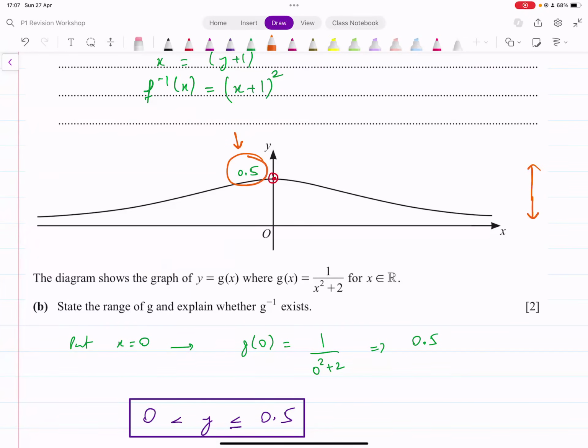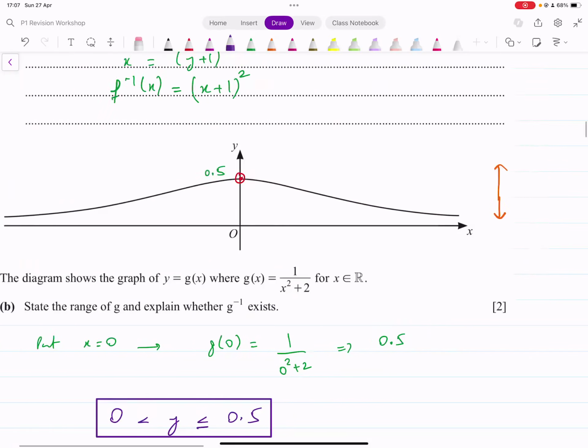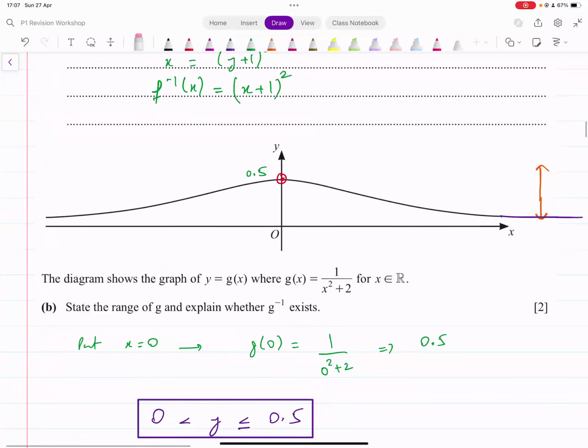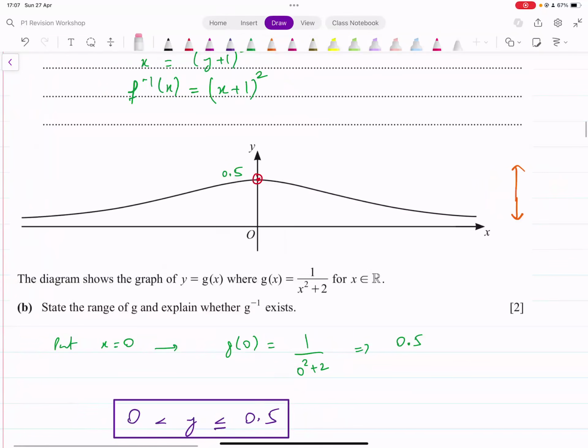You can find that by inputting x equal to 0, the y-intercept of the graph. Put x equal to 0 here, that gives you 0.5. So you say the maximum value for y is 0.5. And what about the minimum value? You can see it's becoming an asymptote here on this side and also on this side. So on the lower side, the value is getting very close to 0.